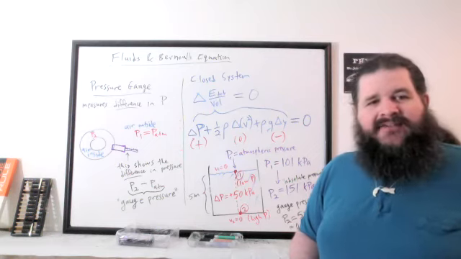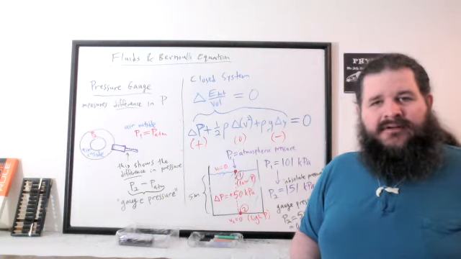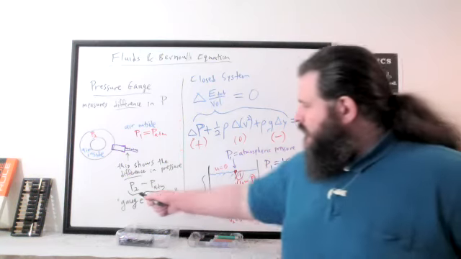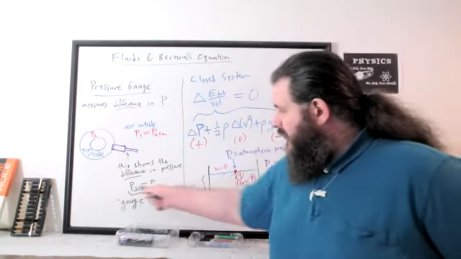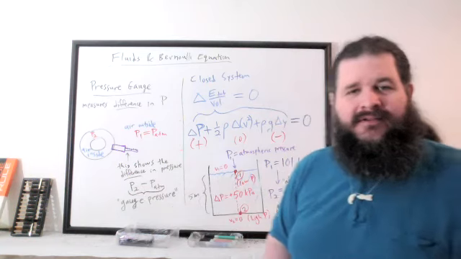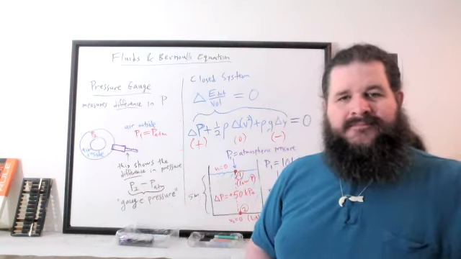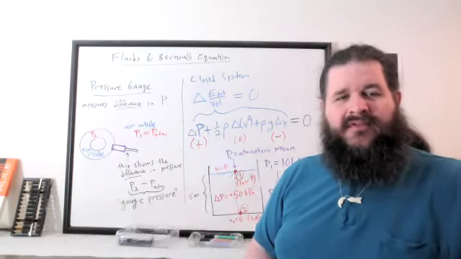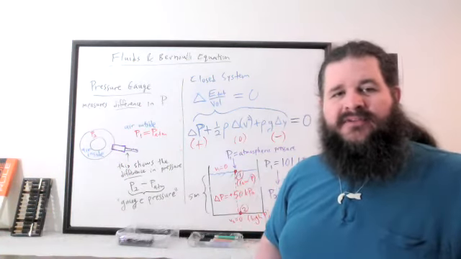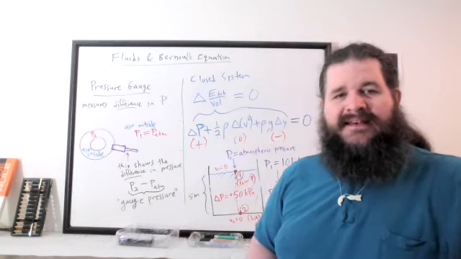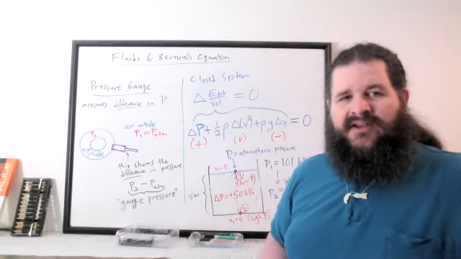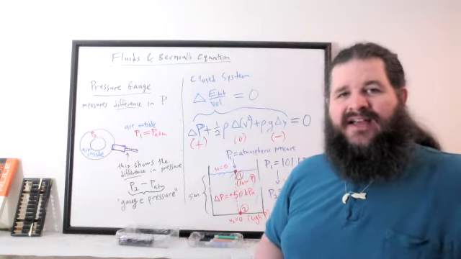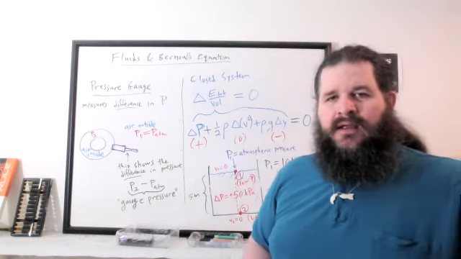Also, what would it mean to have a negative value for gauge pressure? If the gauge pressure is negative, what sort of thing would have to happen in order for this calculation to return a negative result? Yeah, P2 would just have to be less than atmospheric pressure. So it is entirely possible for gauge pressure to be negative. If the gauge pressure is negative 5 pascals, that just means the pressure you're looking at is 5 pascals lower than atmospheric pressure. And you can totally do that.